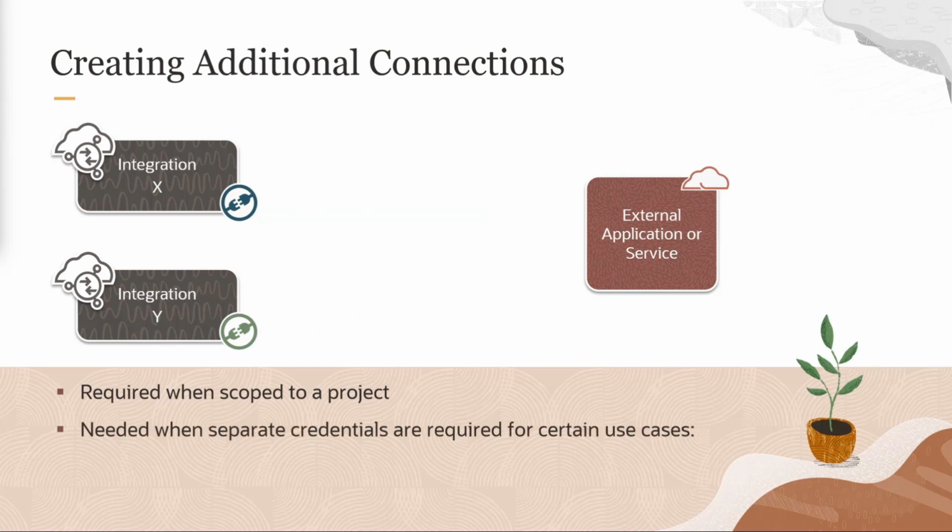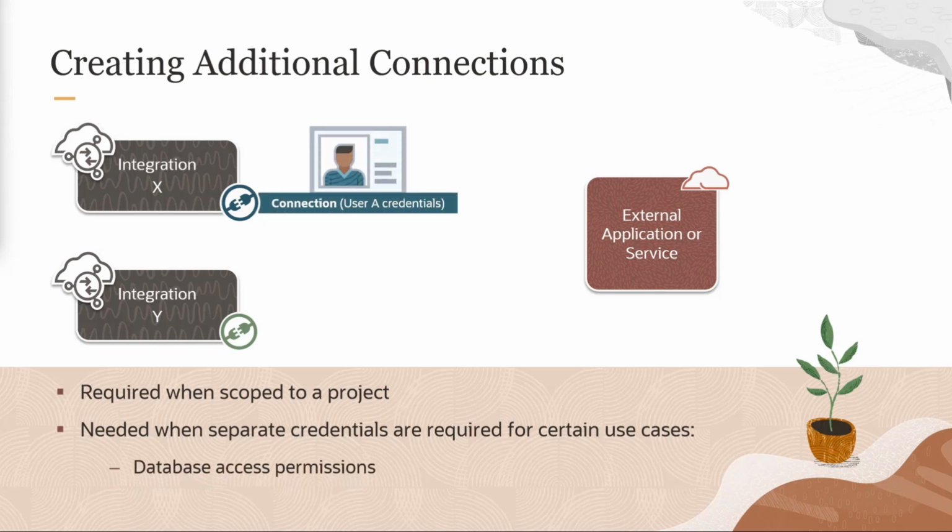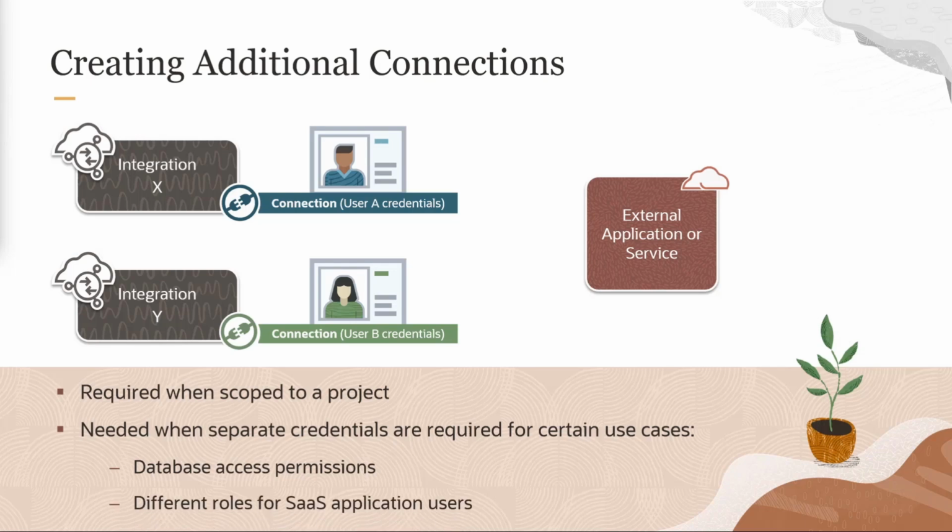Another common case is when different credentials need to be used. For example, to access a database, you might create a connection using user credentials that have read-only access to a certain schema. But then another connection can be created to leverage different database user credentials that have both read and write permissions. Likewise, many SaaS applications are set up to restrict access permission based on assigned user roles. You may have use cases that require a particular role to perform certain operations in the app, while other scenarios require a connection associated with a user with different access permissions.